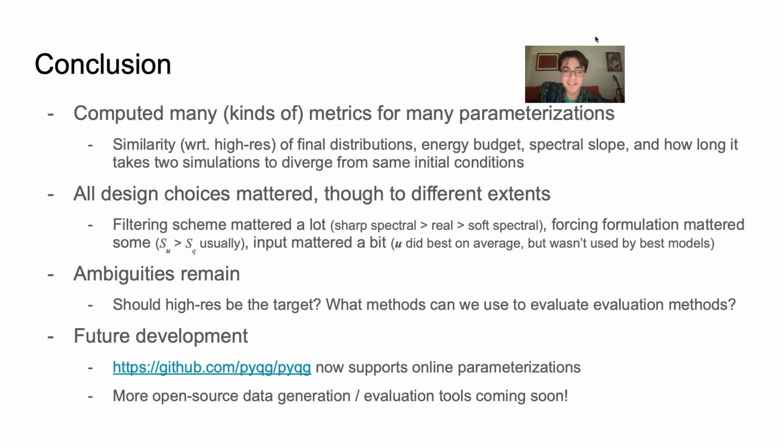But of course, there are still ambiguities here. We defined all our similarity scores by picking the high-res model as the target. Now, if you picked instead some filtered and coarsened high-res model, perhaps filtered and coarsened with a particular filtering scheme, then it turns out that the models trained with data generated for the corresponding filtering scheme are the ones that tend to do the best. So we shouldn't completely dismiss the soft spectral filter here. I think this points to a larger question: when you're designing evaluation methods and you don't have a firm ground truth, it's hard to evaluate your evaluation methods.